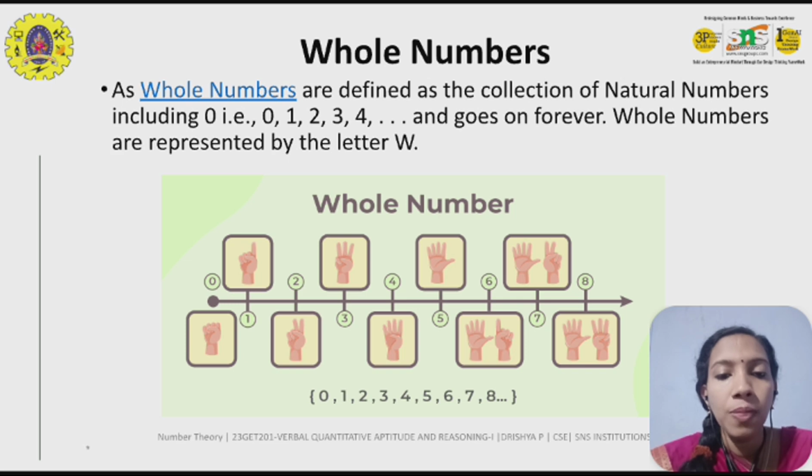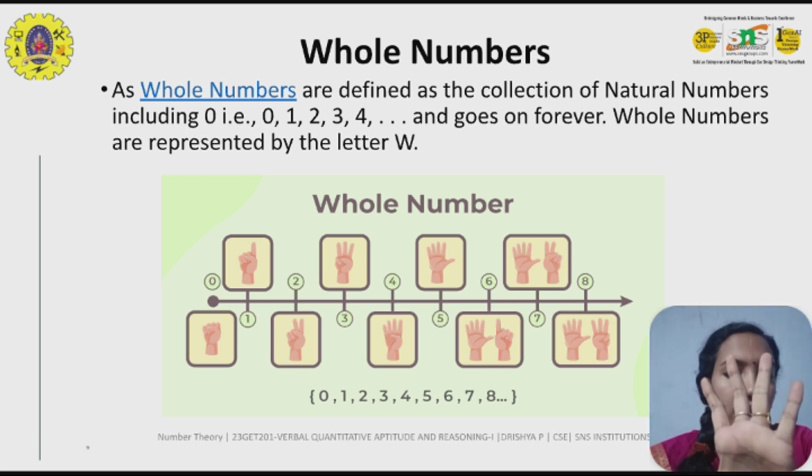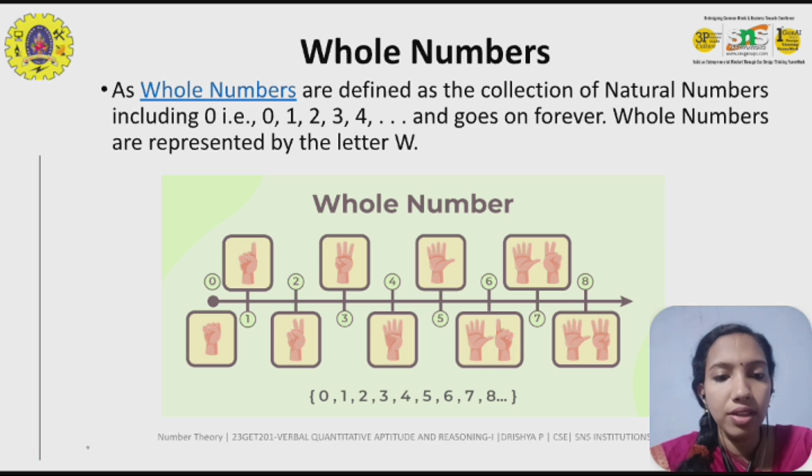Here the figure uses fingers. This is 0, this is 1, then 2, then 3, then 4. It is countable, then 5. This is 0, this is 5, like that. I hope all of you understand.